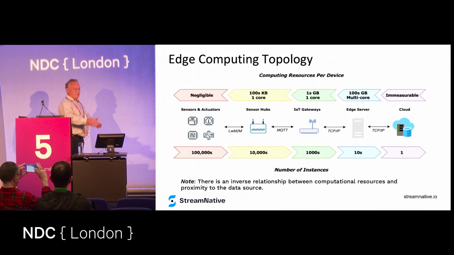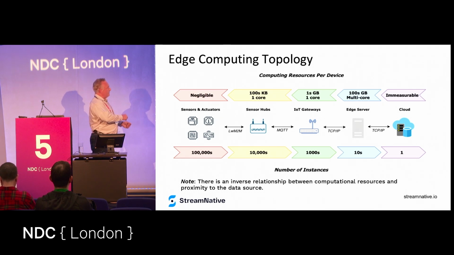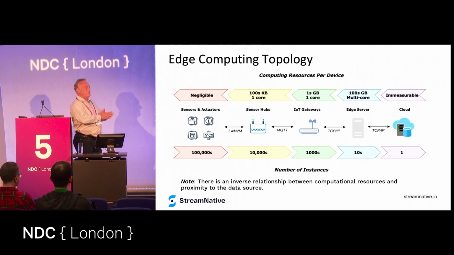The next step up is what they call sensor hubs. They're basically systems on a chip. They have hundreds of kilobytes at most, maybe one core. Their whole reason for existing is to convert the signals they get over short-range protocols like Bluetooth and Zigbee into an MQTT protocol, which is for longer-range transmission. And that's all they do. That's their purpose in life.